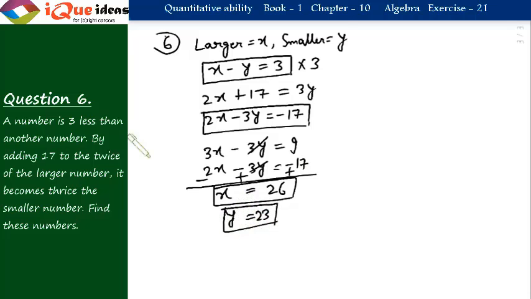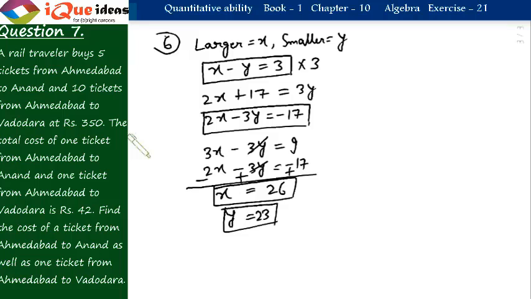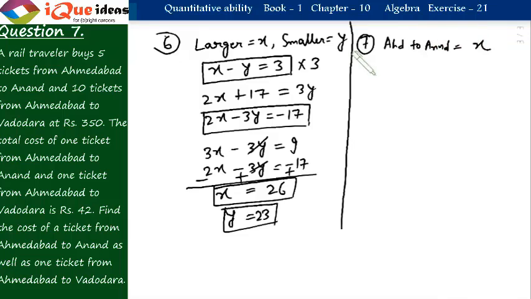Now let's take up the next question. It says, a rail traveler buys 5 tickets from Ahmedabad to Anand. Let's say the ticket from Ahmedabad to Anand is x rupees, and the ticket from Ahmedabad to Vadodara is y rupees. The first condition is 5 tickets from Ahmedabad to Anand, so 5x, and 10 tickets from Ahmedabad to Vadodara, so 10y is equal to 350.